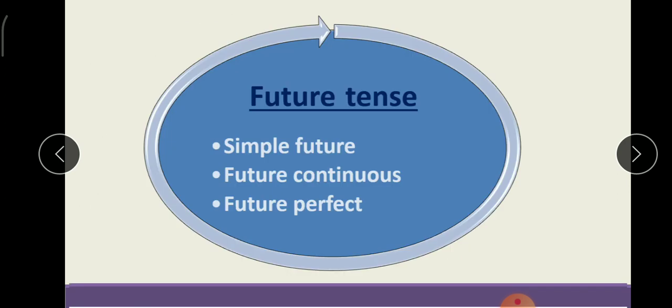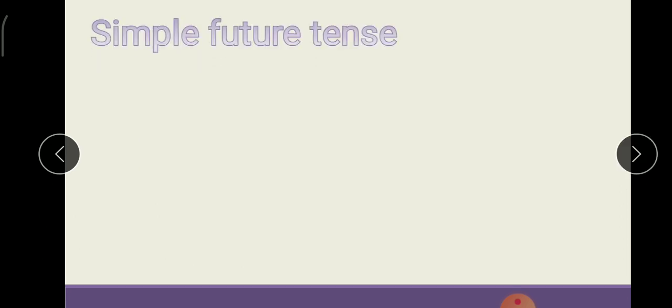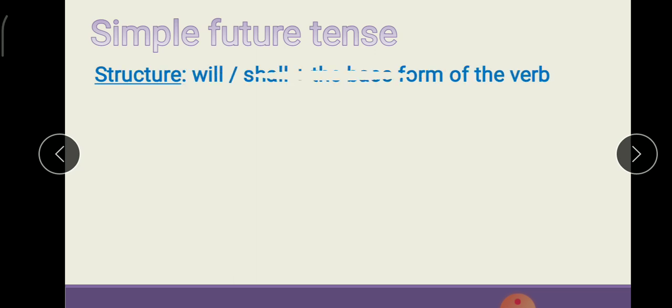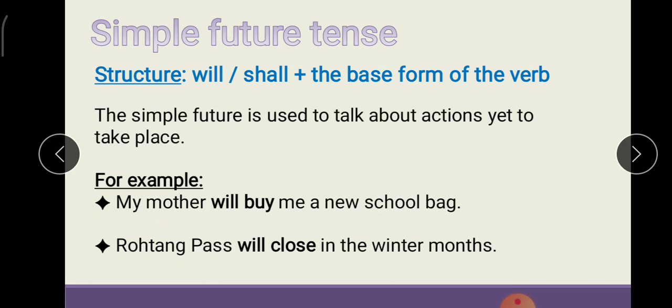Future tense. In this we have simple future, future continuous and future perfect tenses. Simple future tense. The structure will be will or shall plus the base form of the verb. The simple future is used to talk about actions yet to take place. For example, my mother will buy me a new school bag. Rohtang Pass will close in the winter months.